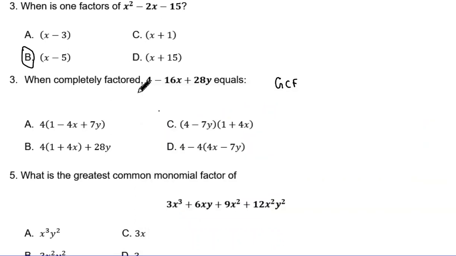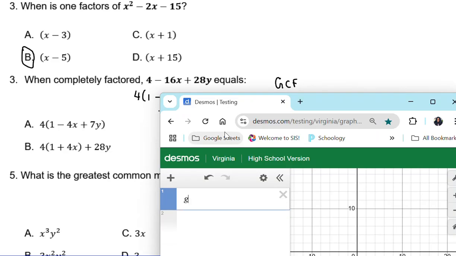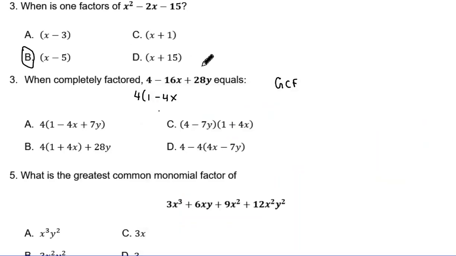So what I can do now is write the 4 on the outside, and then I have to divide each term by the GCF. So 4 divided by 4 is 1. Negative 16x divided by 4 is negative 4x. And then 28y divided by 4 is 7y. Hold on. 28 divided by 4 is 7. Okay, kind of doubted myself. 7, and then you have the y. So that's it. All I had to do was take out the GCF.